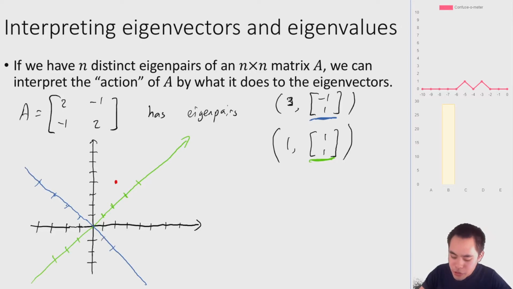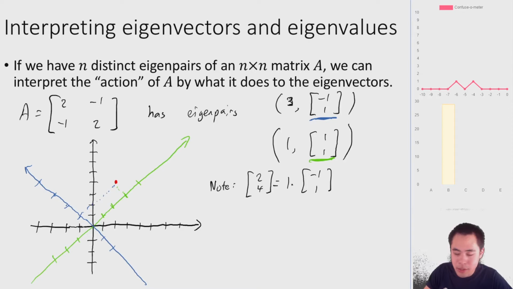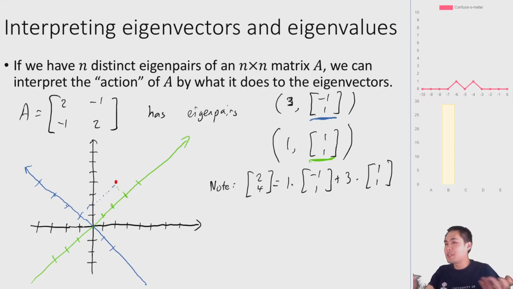Okay, so I have this alternate axis, and when you look at this, you'll notice that this point here is equal to going along the green axis 3 steps, and going along the blue axis 1 step. And we can figure that out by just rewriting our original vector 2, 4 as 1 times minus 1, 1 plus 3 times 1, 1. Because it is an eigenbasis, we can write all our points in this other basis, so we can rewrite the point we care about that way.